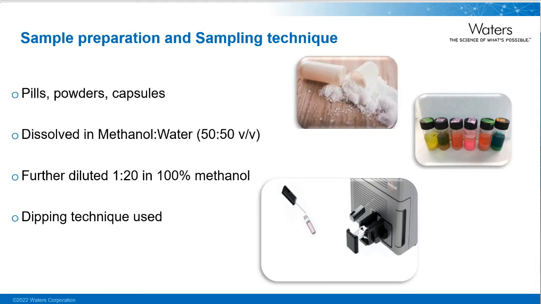For the pills, unconventionally compared to common practices, the whole pill was placed in 10 milliliters of 50-50 methanol water and sonicated. This was just done for ease and speed of preparation. Prior to analysis on the RADIAN-ASAP, these solutions were then further diluted by 1:20 in 100% methanol.